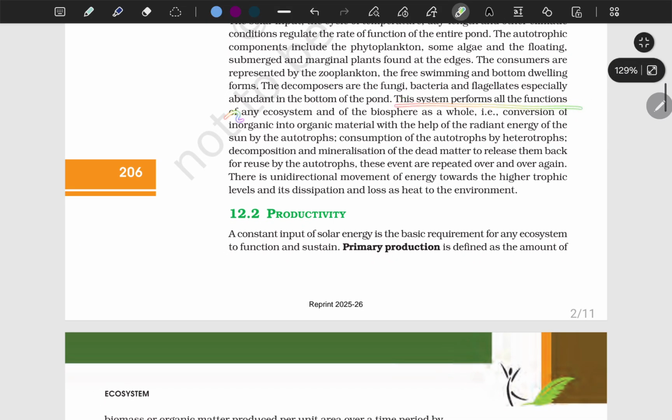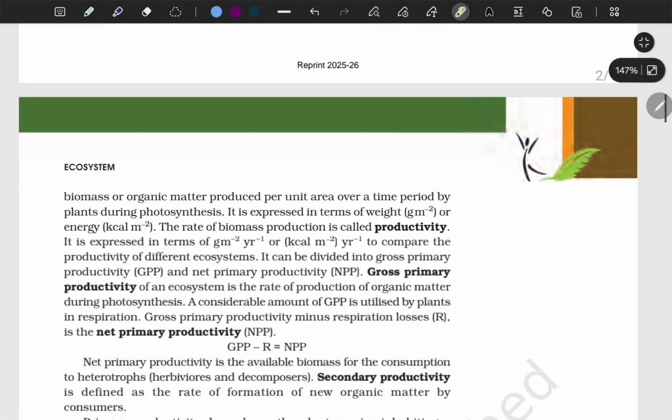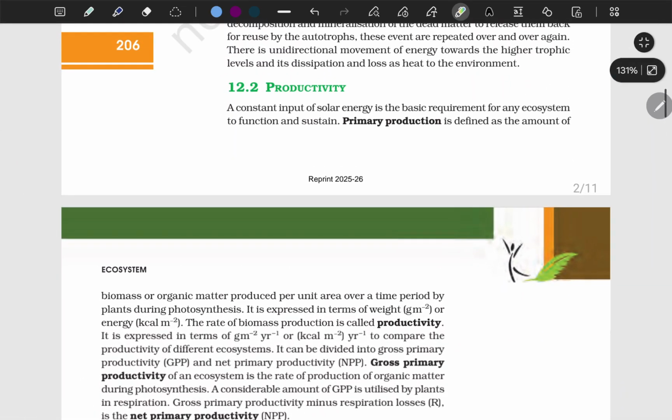This system performs all the functions of any ecosystem and of the biosphere as a whole, such as conversion of inorganic into organic material with the help of the radiant energy of the sun by the autotrophs, consumption of the autotrophs by the heterotrophs, and decomposition and mineralization of the dead matter to release nutrients back for reuse by the autotrophs. These events are repeated over and over again. There is unidirectional movement of energy towards the higher trophic levels and its dissipation and loss as heat to the environment. Let's talk about different components of the ecosystem.